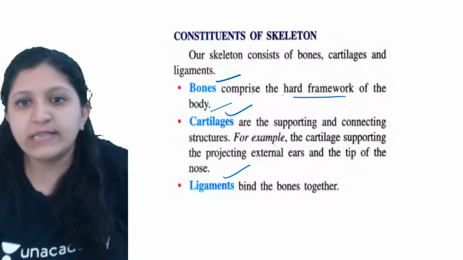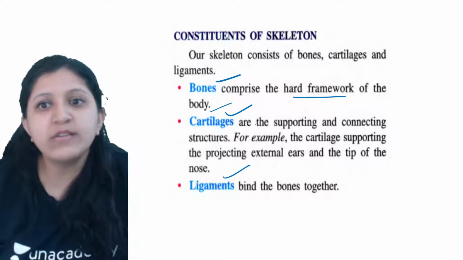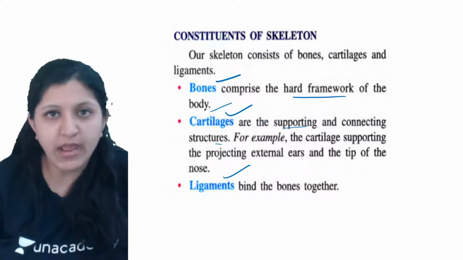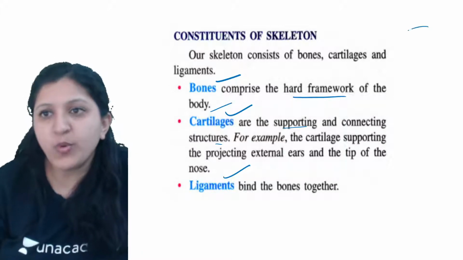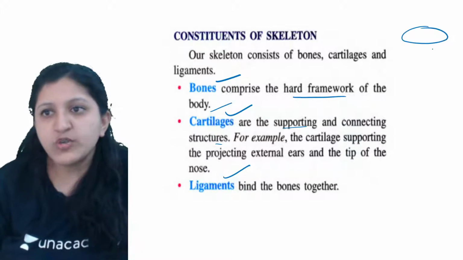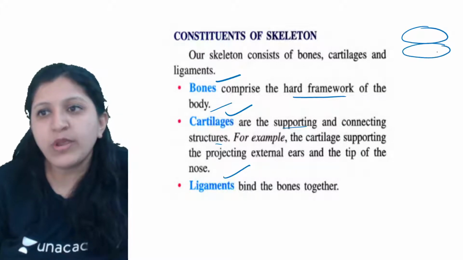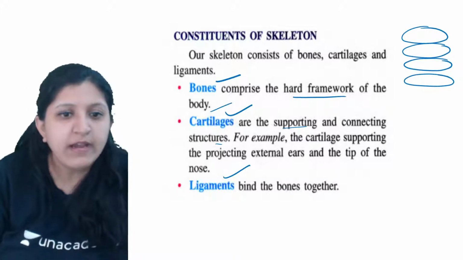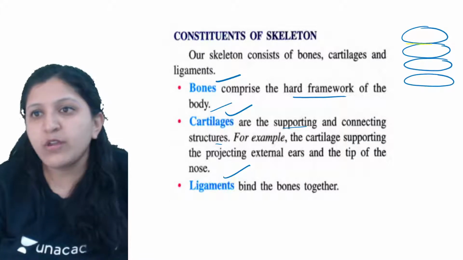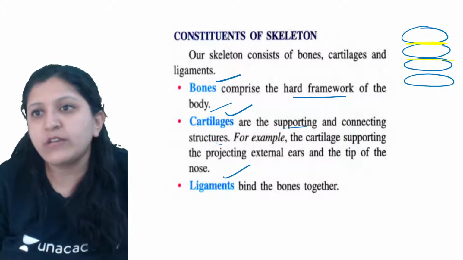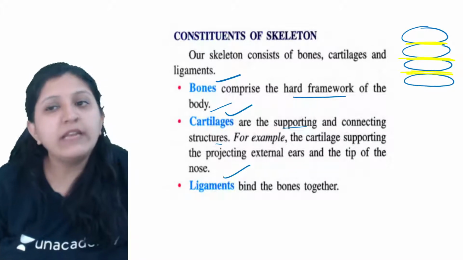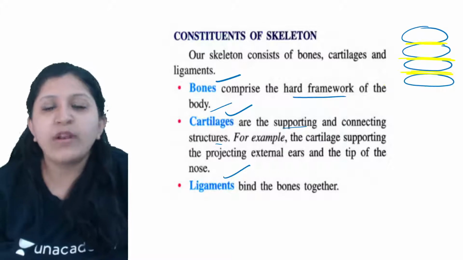Now the cartilages. These cartilages are the supporting and connecting structures. Let's say there is a bone over here. This bony part is supported by a cartilage in between. There has to be a cartilaginous support in order to avoid friction. Here there is a cartilaginous support, and again here. So cartilaginous support will also be there for a bone.